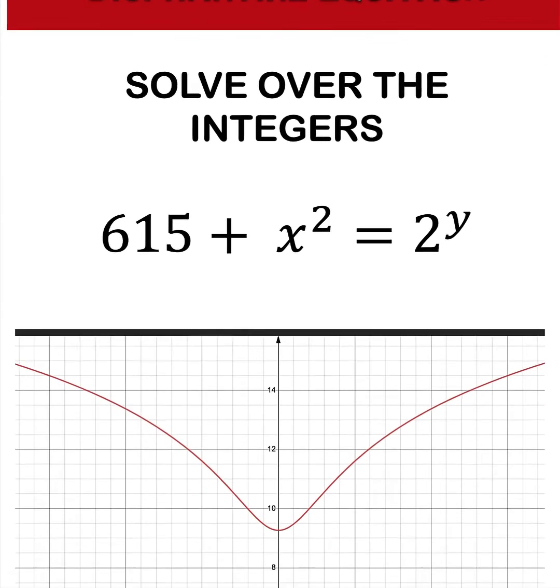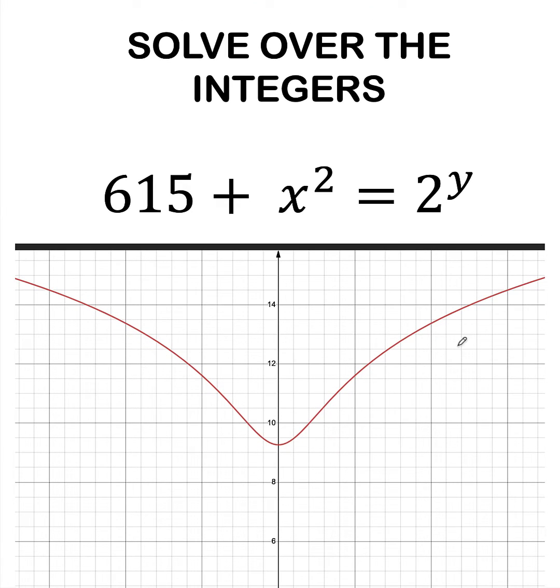Let's visualize the problem. This red curve is the graph of 615 plus x squared equals 2 raised to y. Obviously, this curve is formed by infinite ordered pairs (x, y), but not all of them satisfy the condition that both the x and the y coordinates are integers. And so that is our limiting condition here. Both the x and the y coordinates must be integers for them to be considered as solutions to this exponential Diophantine equation. So there are three cases that can happen here.